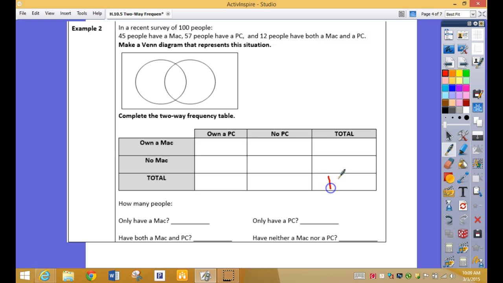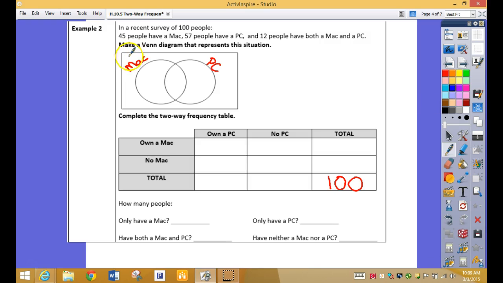Right here, we know our total is going to be 100. In our two-way table, my total has to be 100. Let's fill in our Venn diagram. We have people that like Macs. We have people that have a PC. What do I know? 45 people have a Mac. Do they have only a Mac? Or where should I put that?